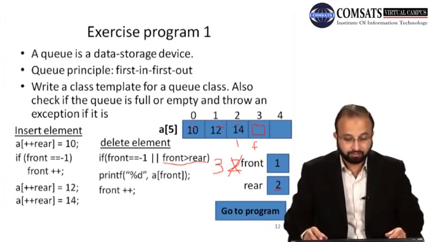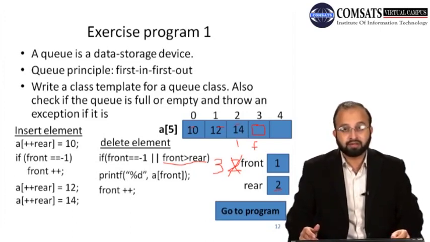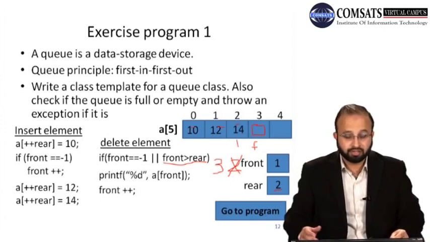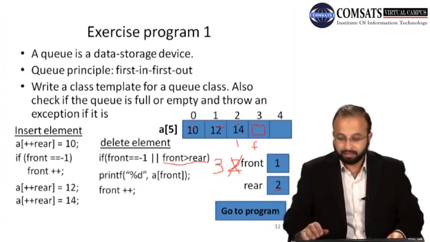Now let's write this program with a simple data structure, with a simple data to store, that is integer के through हम करेंगे. Then we will try to convert it into template. ठीक है, and then we will write an exception for the full or empty. ठीक है, either the queue is full or empty.